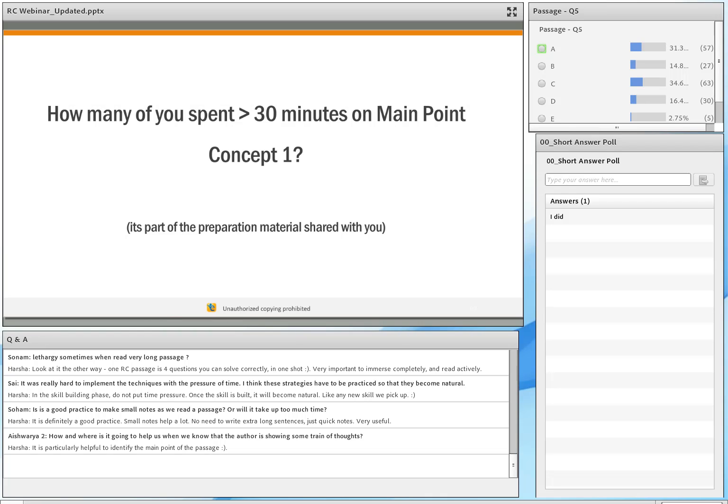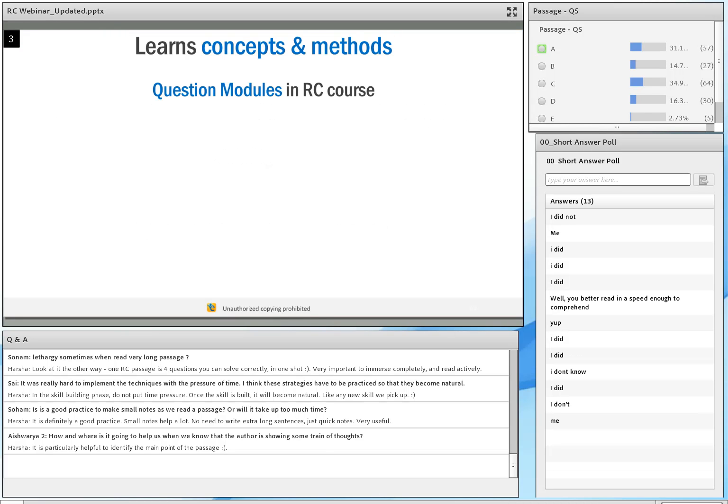Good. Let's see how many more. How many don't know what that main point concept is? So if you've done that, you're doing the right thing. It's telling you where you need to improve. And if you've not done that, go take a look at that. But that investment in time helps build ability. When you build ability, that's when you save time.